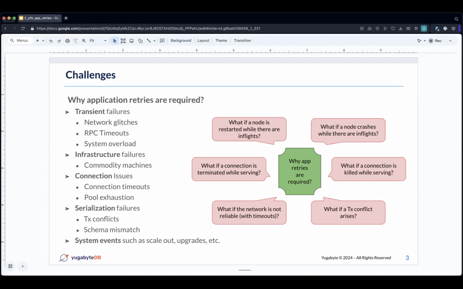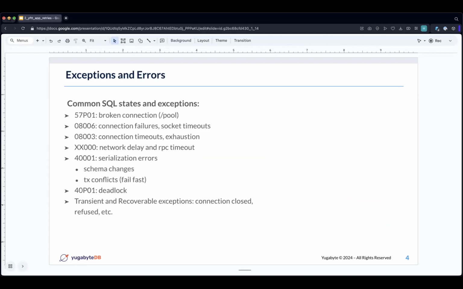Sometimes it could be a valid application-related transaction issue as well. That may happen because of transaction conflicts or schema mismatches and whatnot. Some of the failures could be because of planned system events like scale out, upgrades, or rollouts that might interrupt some of the incoming requests. The ratio may be very minimalistic, but still you might see some disruptions. The idea of this slide is to justify the need to have application retry, so that we would be able to mitigate all these exceptions that could potentially come out of these different transient failures.